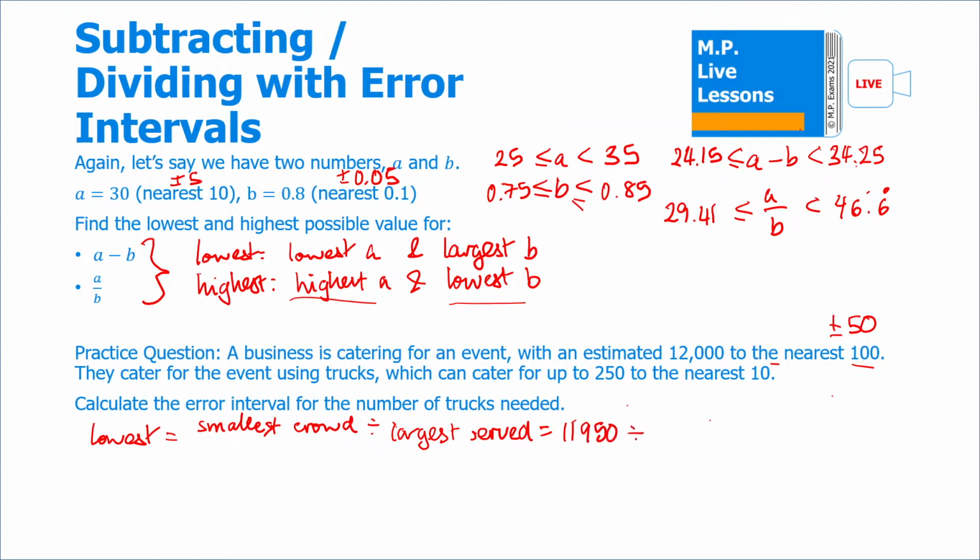We divide this by the largest number of people the trucks could serve, so that's 250 to the nearest 10. So if we take half of that, it'll still be plus or minus 5. So we can cater up to 255 people. So that means that needs 46.86 trucks, which doesn't make sense, but yet we'll see for the highest interval.